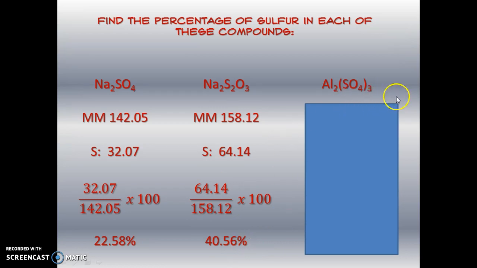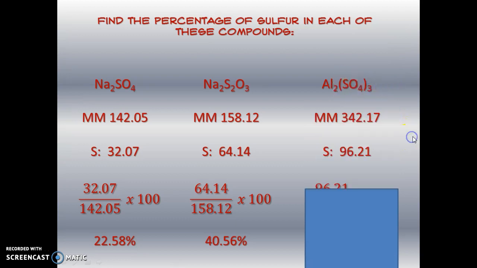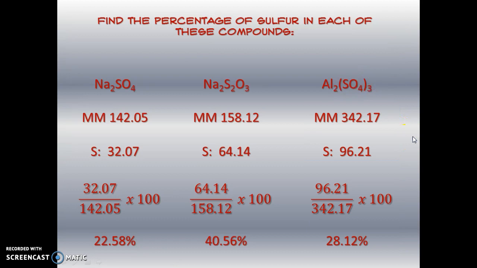And then here I've shown aluminum sulfate. In this you're going to have three sulfurs in each one of these formula units. The molecular mass is the big one, 342.17. The sulfur would be 3 times the 32.07, which is 96.21. And then you divide that through and you get 28.12%. Hopefully you got those all right.